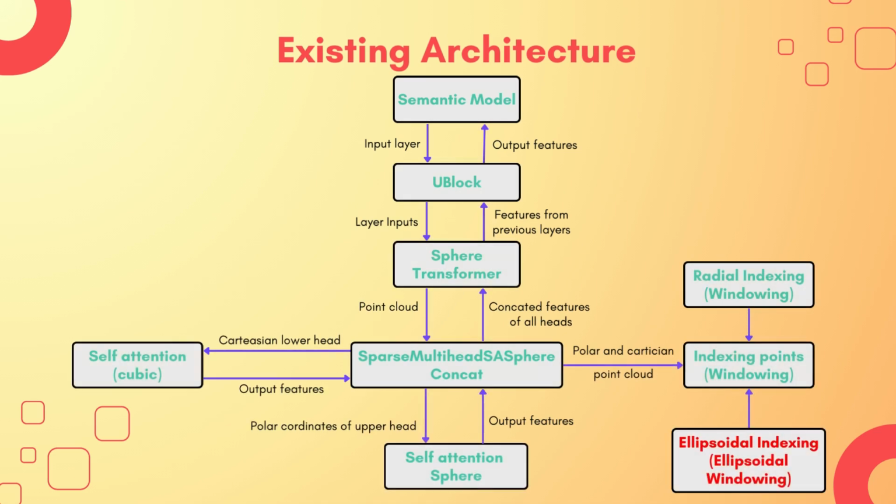Our new implementation replaces the cubic method with ellipsoidal indexing, enhancing spatial data capture. The radial indexing ensures accurate directional representation, while the ellipsoidal box better encapsulates data, particularly elongated objects. These refined components are processed through a linear layer, producing an enhanced output, significantly improving the model's ability to capture and interpret complex and elongated objects, leading to better performance.